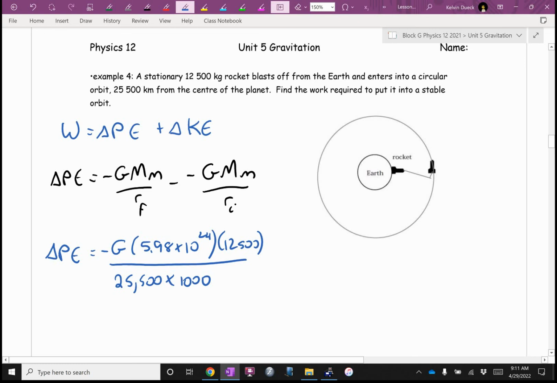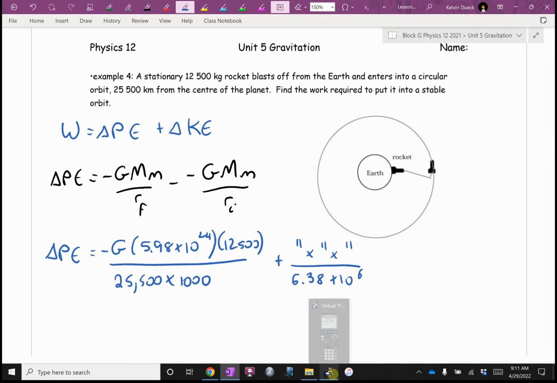Then there's a minus minus. What's that? And then it's going to be the same thing times the same thing times the same thing all over, but I think my initial radius is, it looks like I started on the Earth, 6.38 times 10 to the 6th.